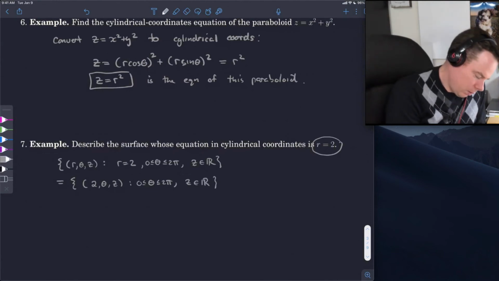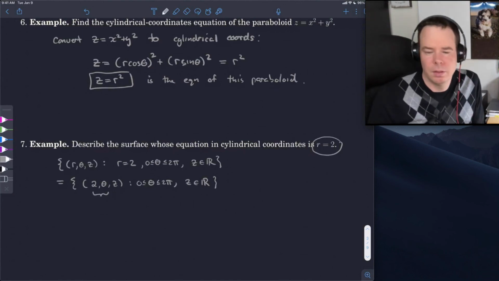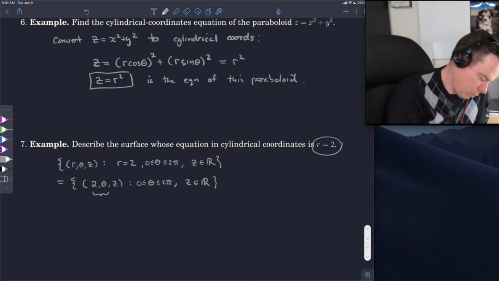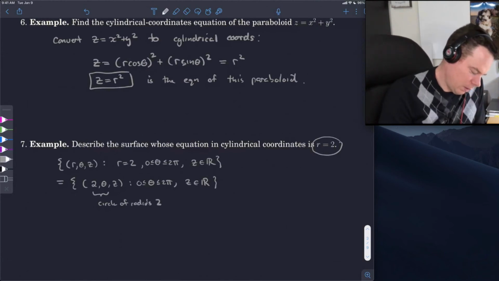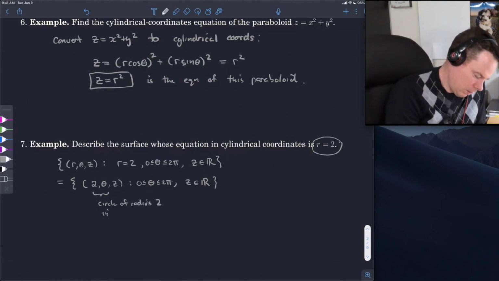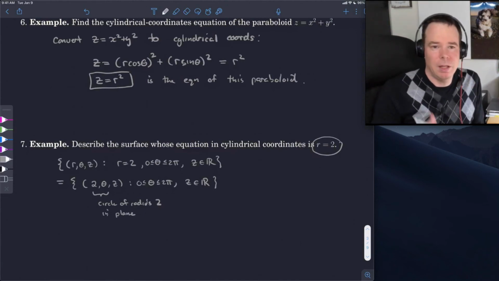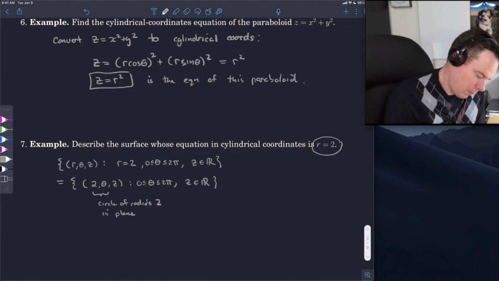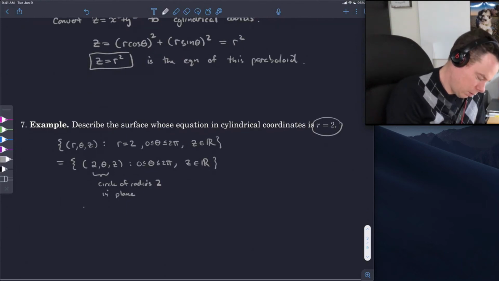And what is this? Well, in polar coordinates, we know what that is. In the plane, this is the set of all points whose distance to the pole is 2. So this is a circle of radius 2 in the plane. And then z can be anything. So it's basically this circle of radius 2 with any z value allowed. And so it's a cylinder.